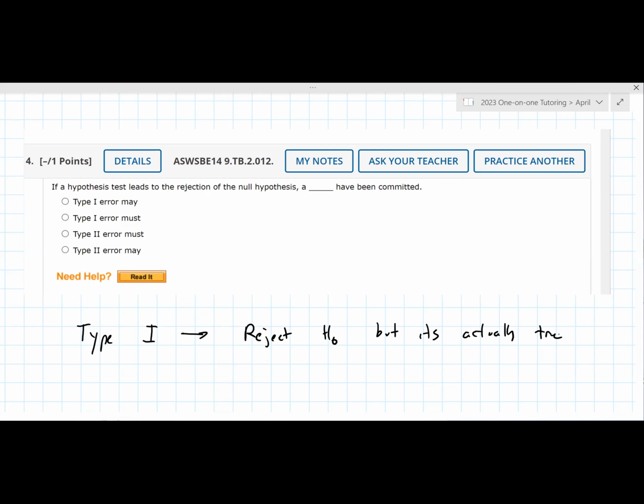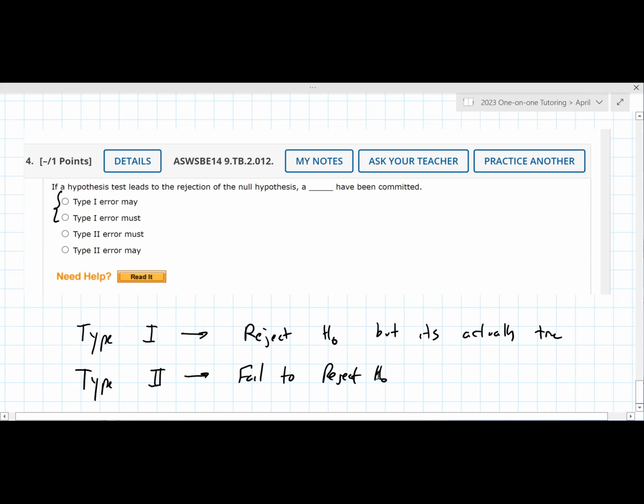So that means it's either A or B. The language here leads me to believe they're trying to get you to see that it may have happened. There's no guarantee that it did happen. A type 1 error only occurs when you reject H0. That's the only possibility, because a type 2 error occurs when you fail to reject.